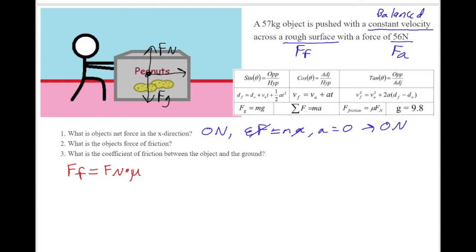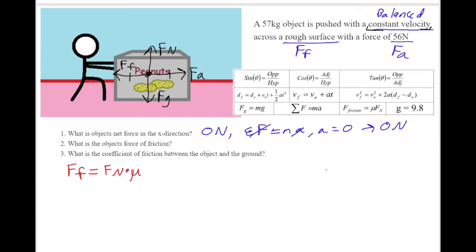Next, we have force applied, which it told us in the problem is 56 newtons. And then we also have force friction coming back on it. So I'm going to make force friction the same size. And the reason why I'm doing that is because it's telling me that it's moving at a constant velocity here. So these forces in the x direction are balanced. So force friction and force applied are the same size.